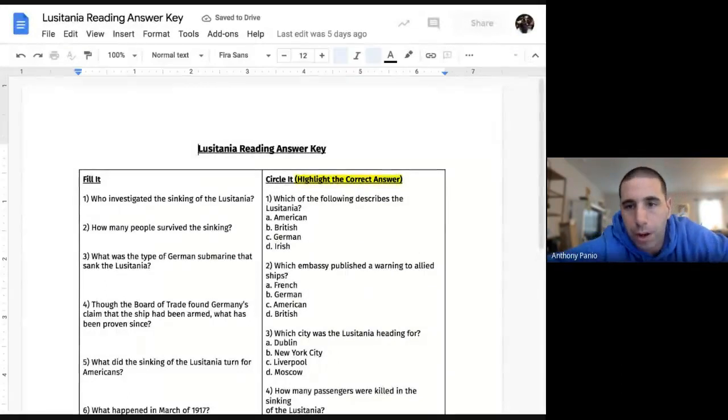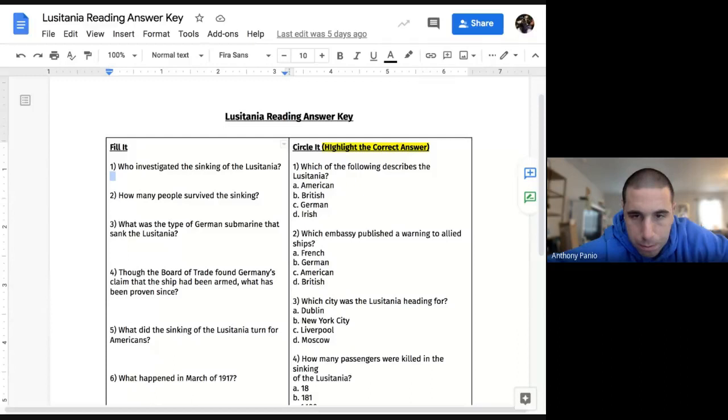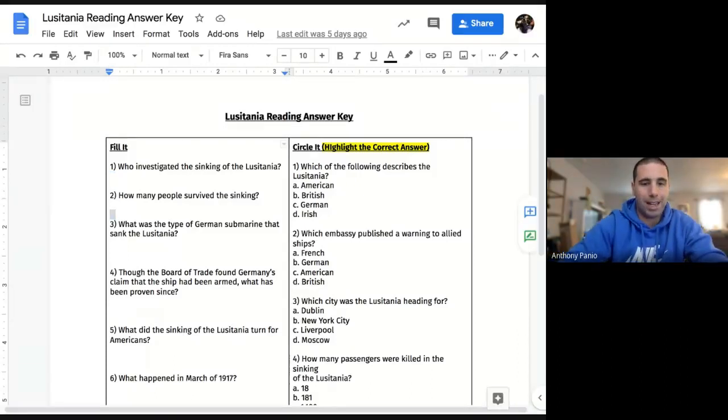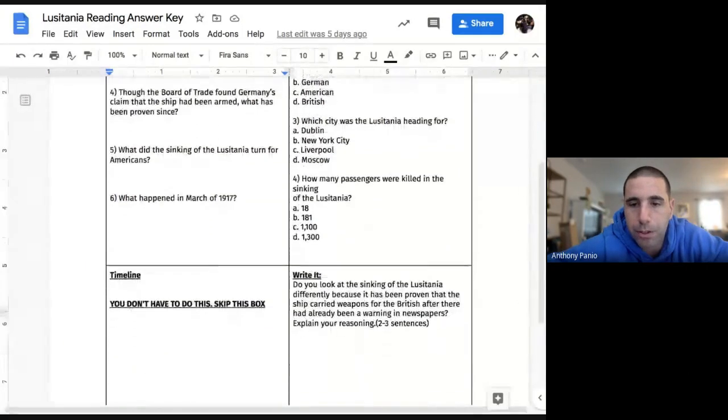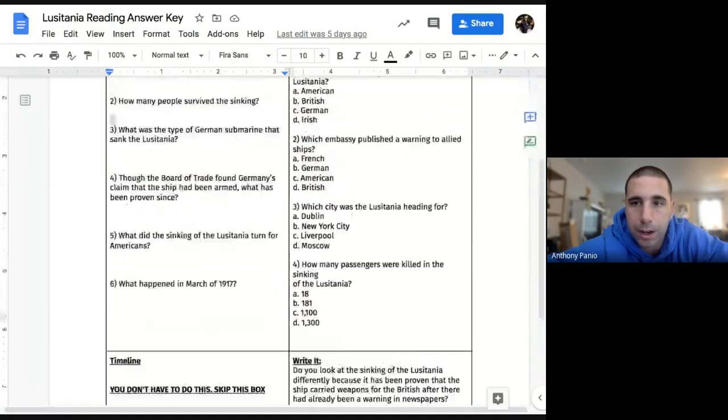It will look like this. Notice how you have the Lusitania reading answer key, so you're just going to answer the questions here. Jaden, by the end of the day, as per usual, that is the expectation. You don't have to finish it by the end of this period, but if you have some internet issues, then of course you can do it a little bit later. Hopefully they don't last the entire time.